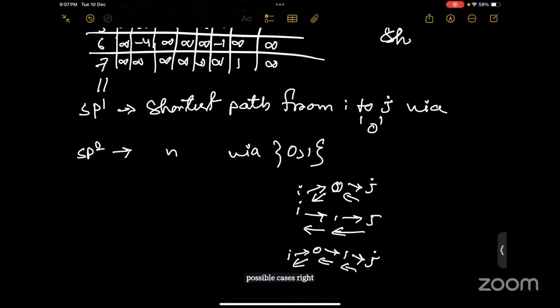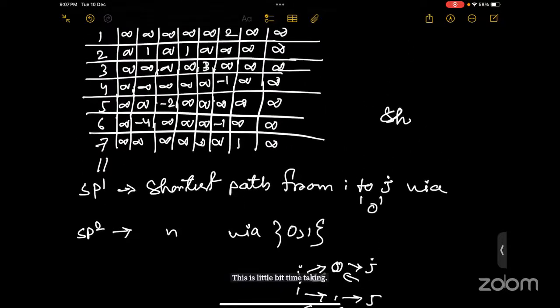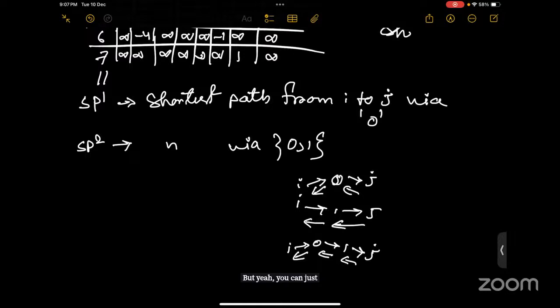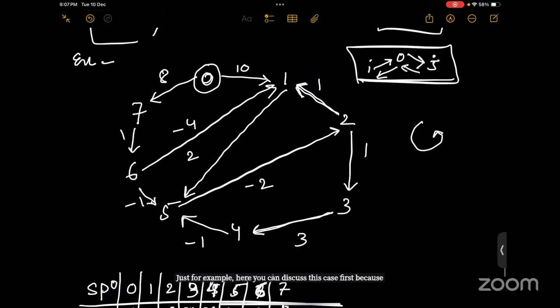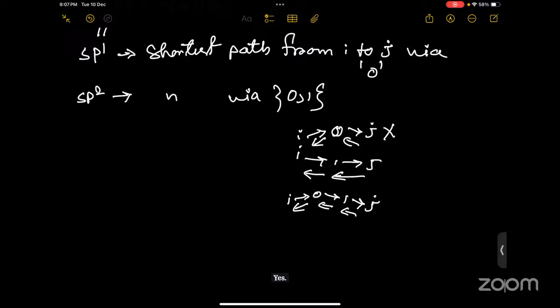Ma'am, then this algorithm will take ages to complete. To completely solve, it will require ages of time. Yes, this is a little bit time taking. But you can just observe the graph and discuss some of the cases. For example, you can discuss this case first because 0 doesn't have any incoming edge, right? Similarly, you can discuss this case too. So we will only compute this case.